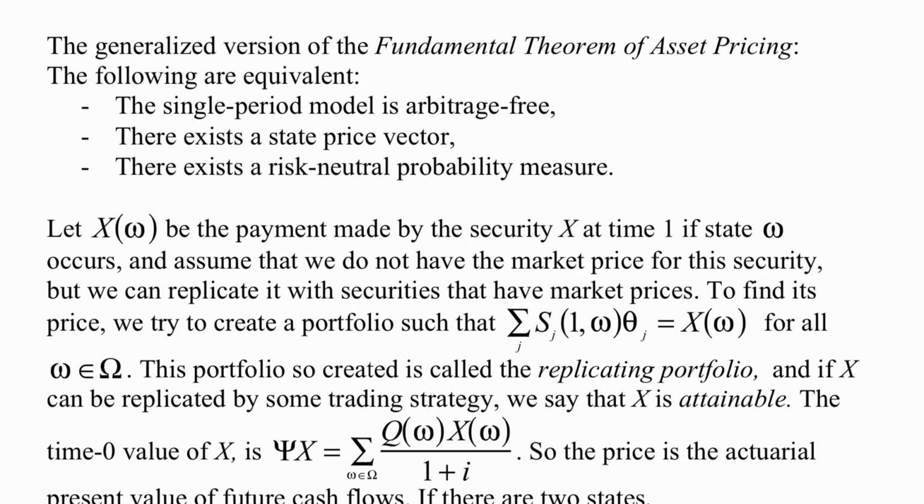Now the generalized version of the fundamental theorem of asset pricing says that the following are equivalent. The single period model is arbitrage free. There exists a state price vector, or there exists a risk-neutral probability measure.